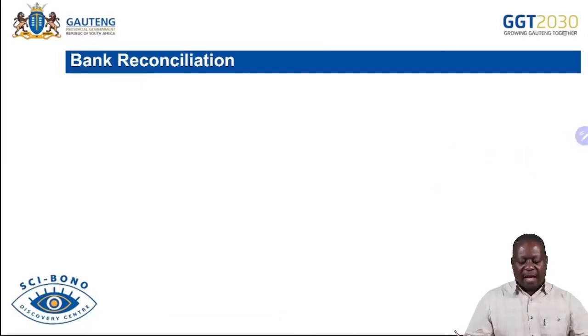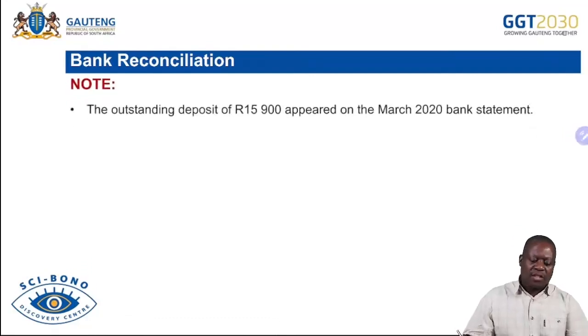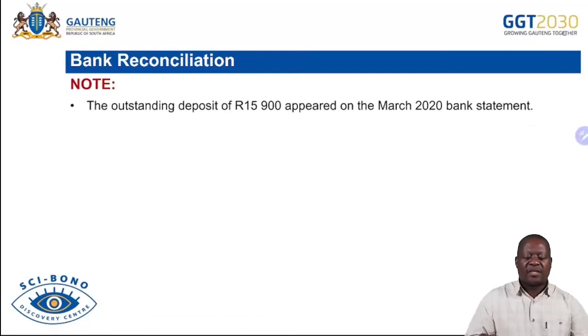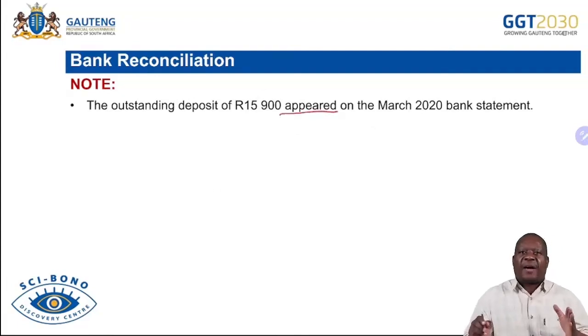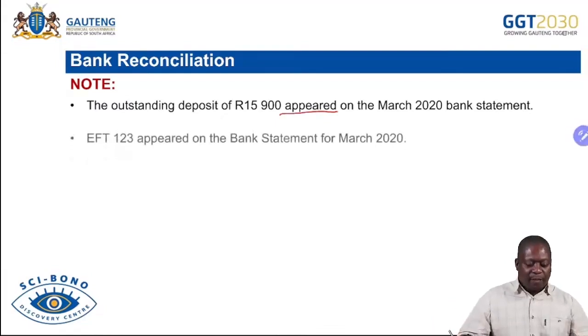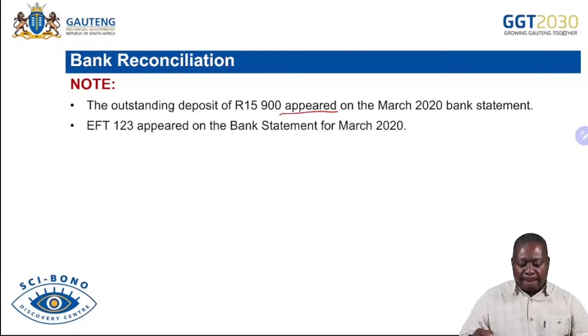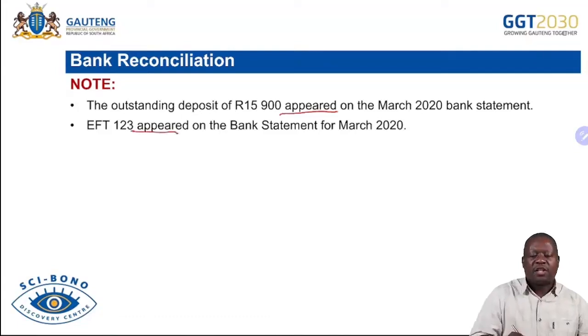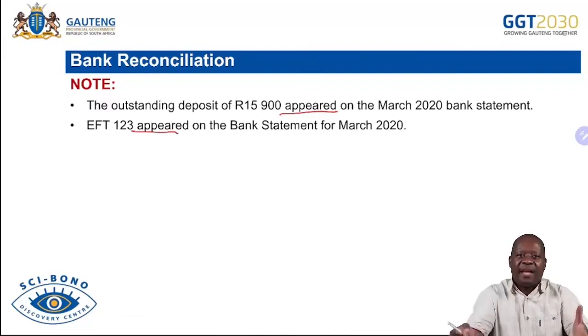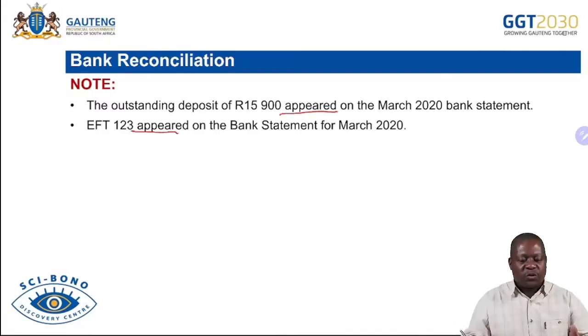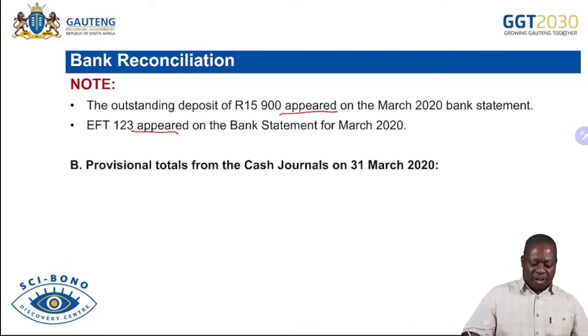And we check also the other two. Please take note, the outstanding deposit of 15,900 appeared. The minute they say appeared, we are fine. We are not going to do anything about it because it appeared. And then the EFT 123 appeared. The minute they say appeared, sharp. Guys, we are not going to do anything because it appeared. What we want is having these appearing. If they appear, we are good. So we check other information.